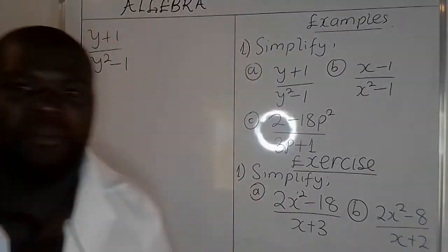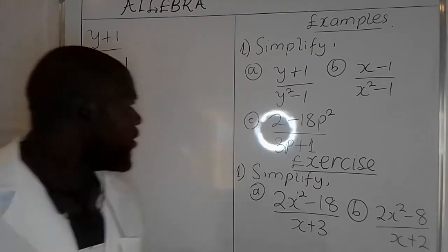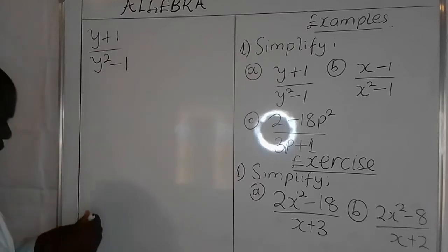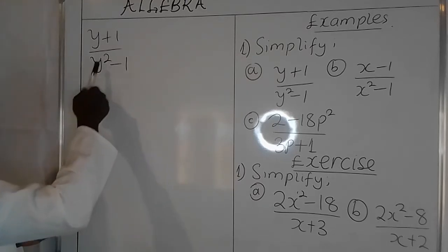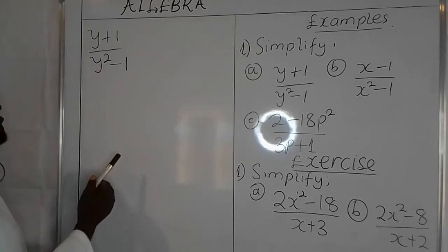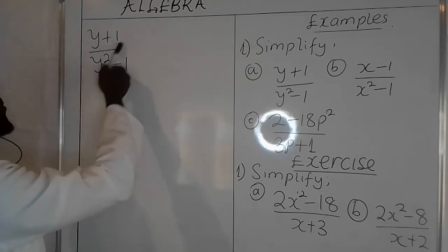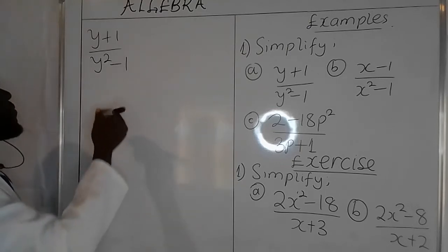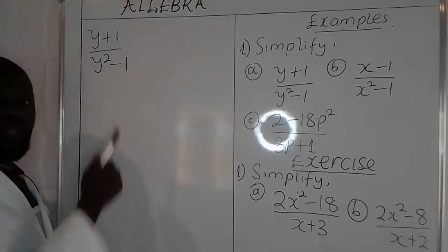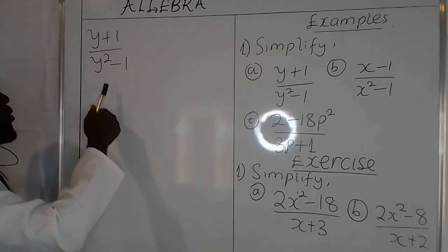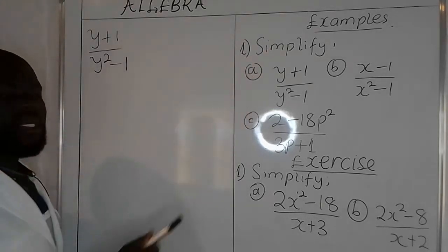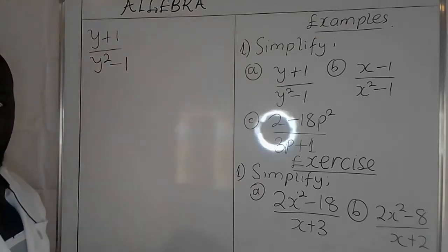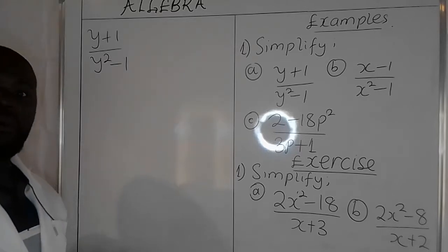Welcome back. We are simplifying algebraic fractions where we have (1a) y plus 1 out of y square minus 1. As you can see, we have our numerator y plus 1 and our denominator y square minus 1. When a question says simplify, it means we have to make it look simple, the way it is complicated. So we need to make it look simple.